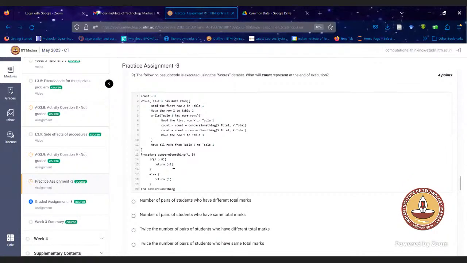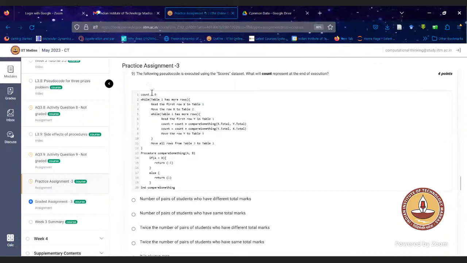Okay, so we are initializing the count variable. As usual, we initialize it with 0 because there is nothing to count, right? Then we are going row by row in a table, and then we have a nested loop. Again, we are moving that particular row to table 2, and that row we will compare with table 1. So you have count is equal to count plus compare something x dot total, y dot total.